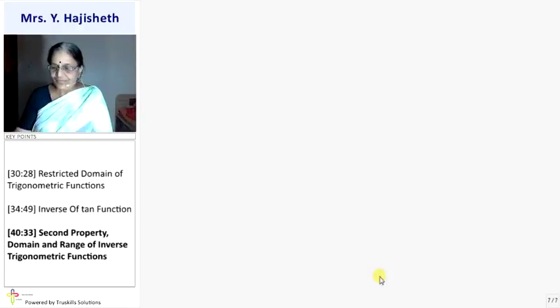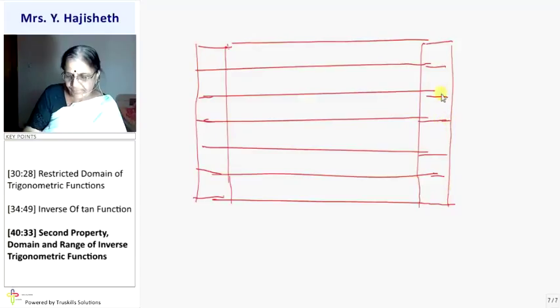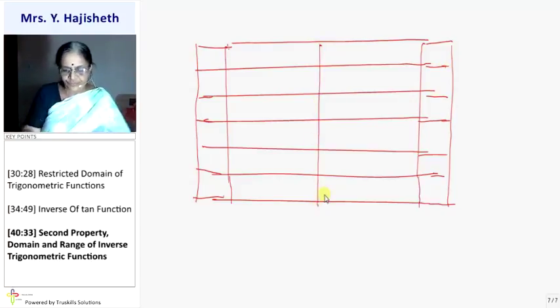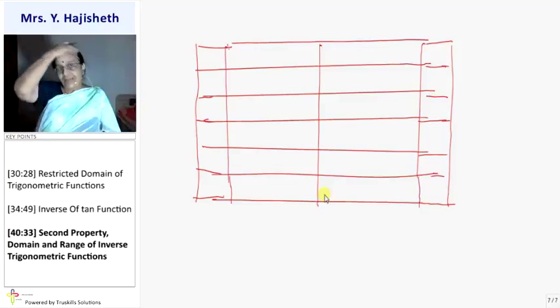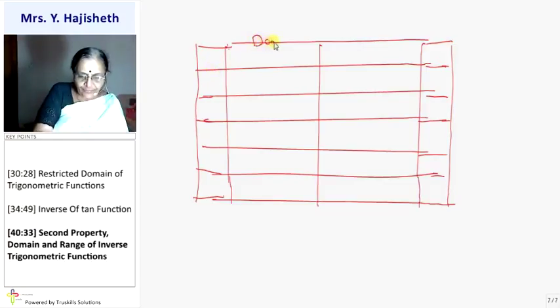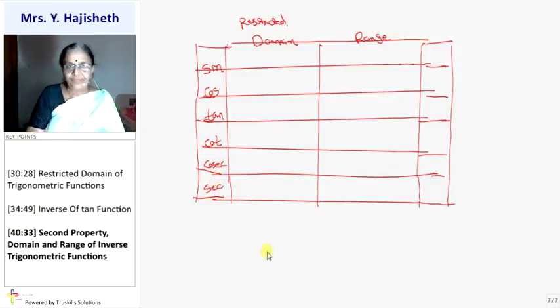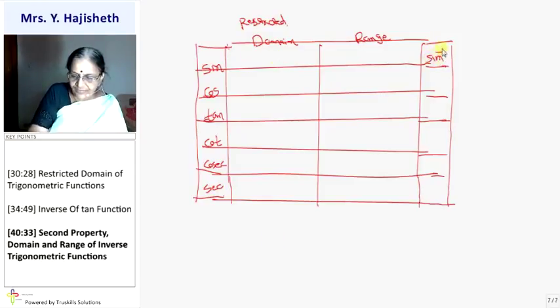Now we are collecting all this information in the form of a table. Clear? Here I am making two parts. See, all the information which I have given you is about the restricted domain and range of direct function and inverse function. Suppose here I write domain and here I write range. Restricted, okay? Sin, cos, tan, cot, cosec and sec, clear? Now here we will write sin inverse, cos inverse, tan inverse, cot inverse, cosec inverse and sec inverse.